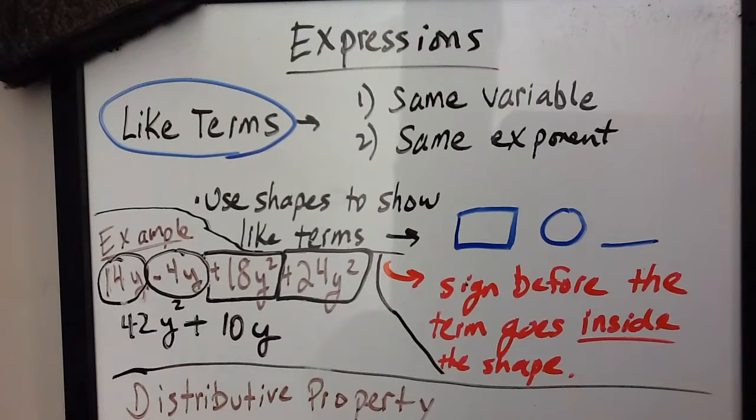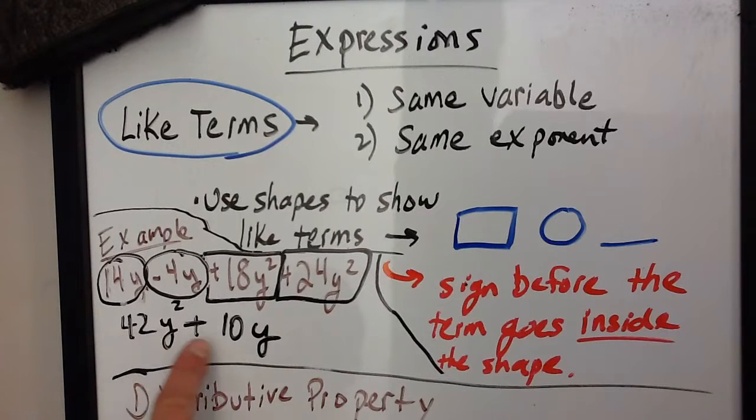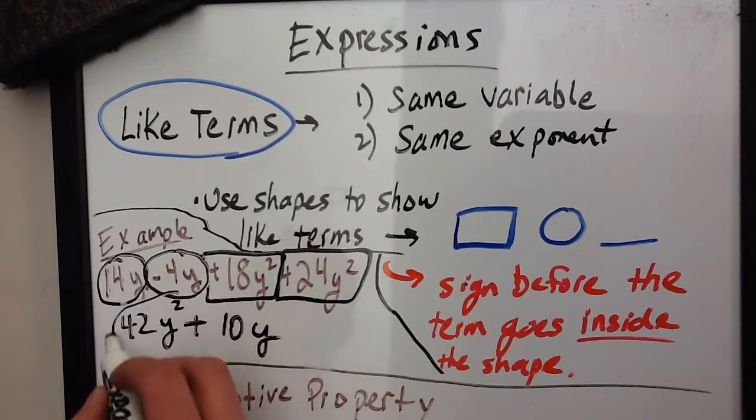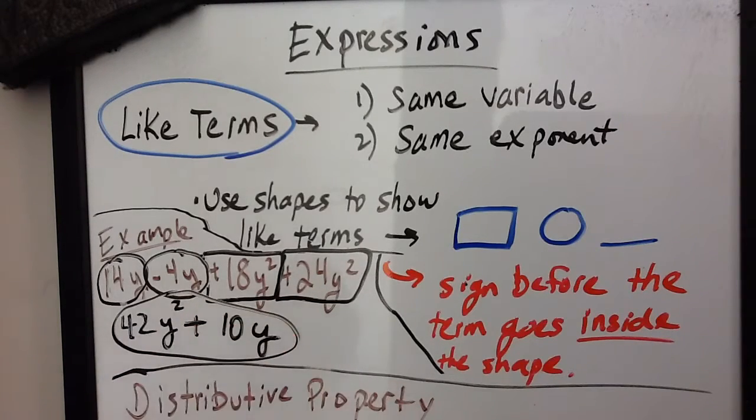This is my simplified expression. I cannot add these together because I cannot add 42 plus 10, because they're unlike terms, and you cannot add unlike terms together. This has a variable y but an exponent of 2. This has a variable y but an exponent of 1. So that makes them unlike terms. Therefore, this is my simplified expression: 42y squared plus 10y. Okay.